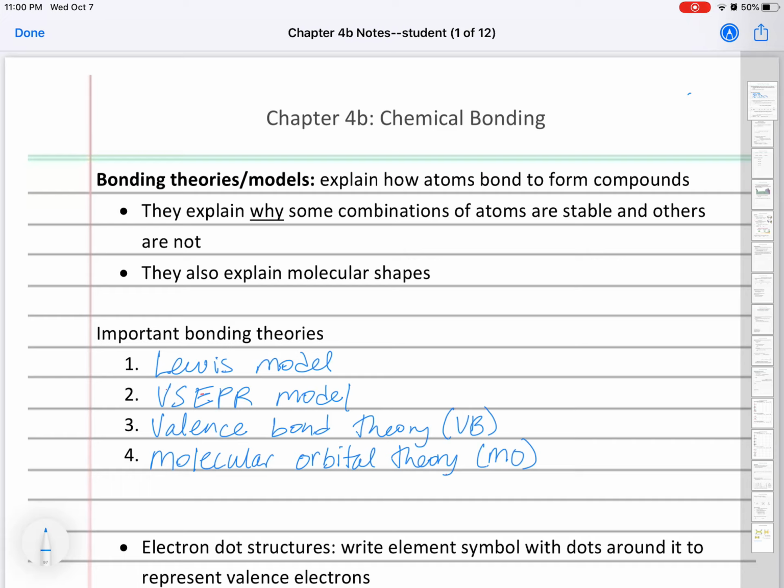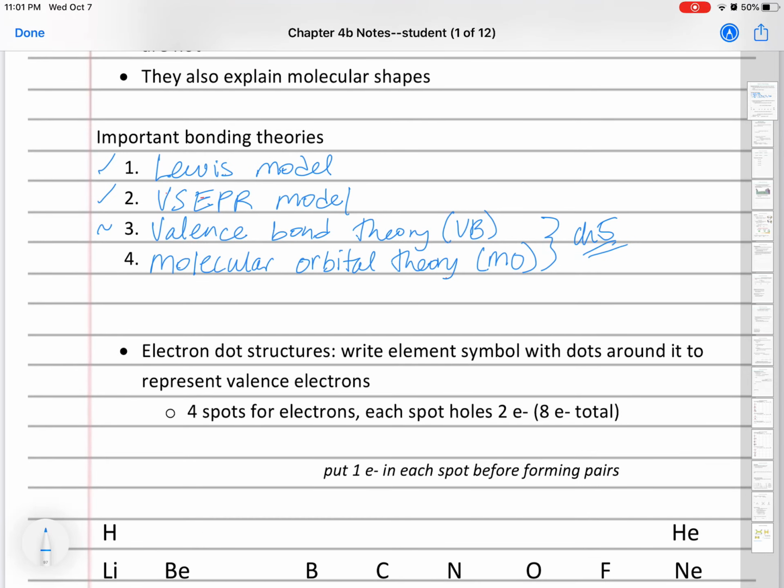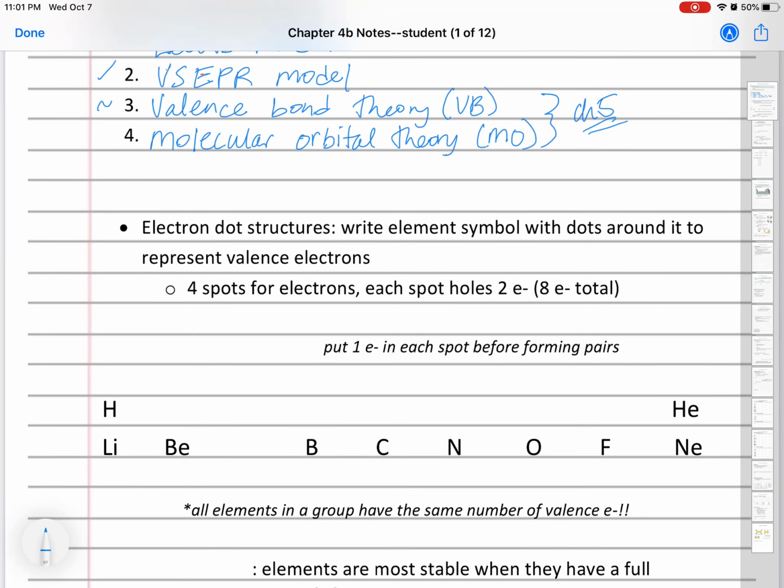So we will go through the Lewis model and the Vesper model. I'll touch a little bit on the valence bond theory, just a tiny bit, but I'm not going to talk about molecular orbital theory at all. Both of these are sort of advanced. They're in Chapter 5, and we're skipping most of Chapter 5. But again, I think that we're just going to cover the Lewis and Vesper models. All right, so speaking of the Lewis model.